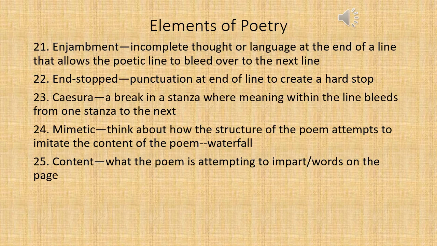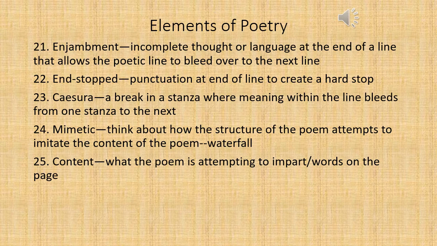So enjambment, incomplete thought or language at the end of a line that allows the poetic line to bleed over to the next line. We saw that within Robert Creeley's poem. The next slide is going to show, we're going to look at the same poem, and I'm going to point out where lines are being enjambed. 22, end stopped. It's just what it sounds like, the line ends with punctuation. So we're going to look out for opportunities to view that within the poem. And he doesn't do it much in I Know a Man. Creeley doesn't until he gets to the very end. And the hard stop is typically a period.